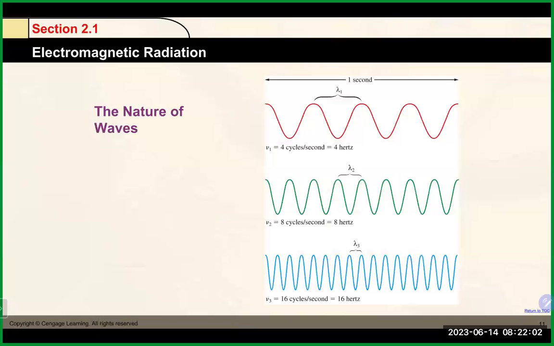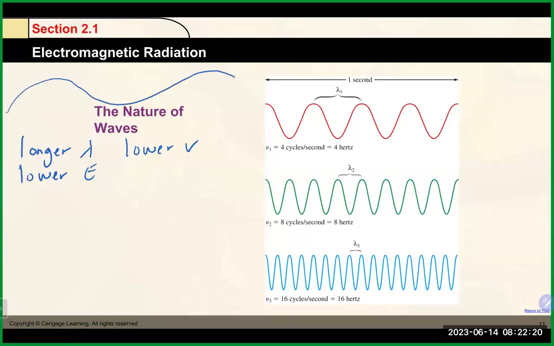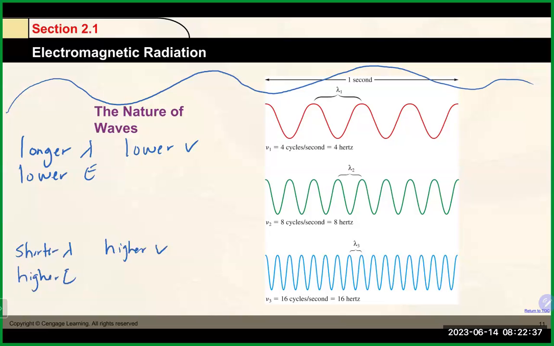So when we look at wavelengths, when we have a longer wavelength, that usually means you have a lower frequency, and that usually results in a lower energy for that wave. So if you've got a wave with a long wavelength, it's just meandering across space, if you will. That's different than a wave that has a much shorter wavelength, which usually results in a higher frequency, and that usually has higher energy associated with it.